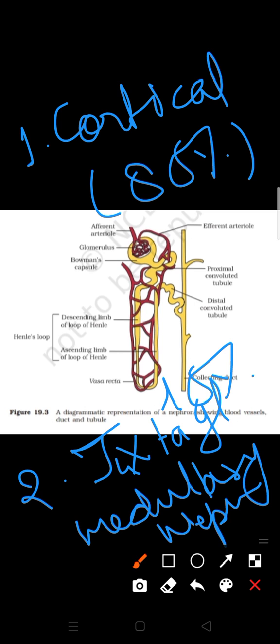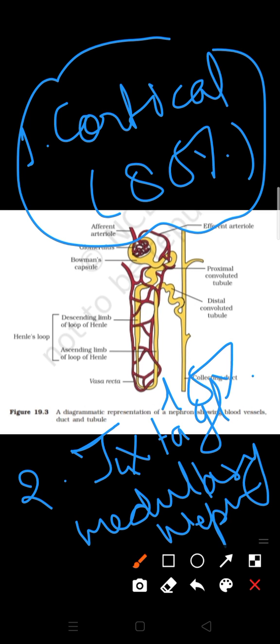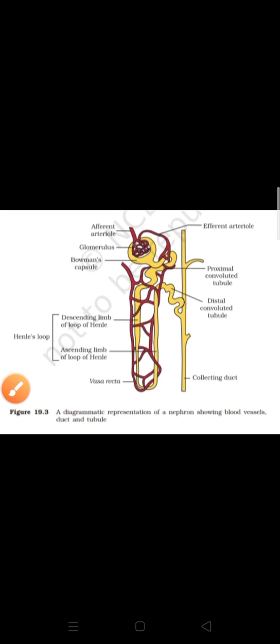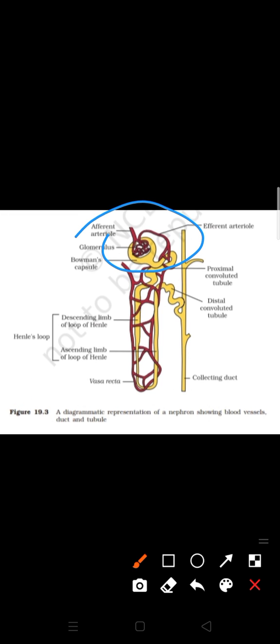Firstly we will discuss the cortical nephron. Actually it covers the larger part, so basically we will read about the cortical nephrons. Each cortical nephron is composed of two parts. You can see here, the first is known as the Bowman capsule and the second is the renal tubules, which include the proximal and distal tubules and the loop of Henle. These are the basic parts.